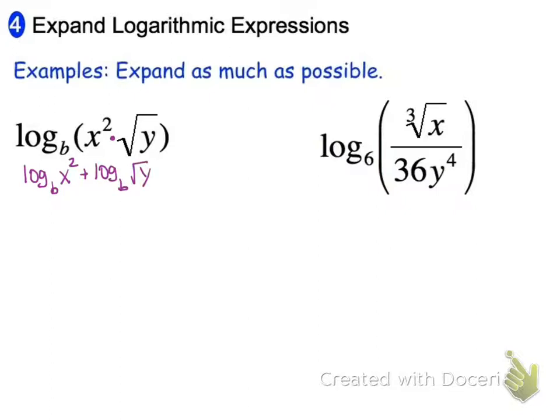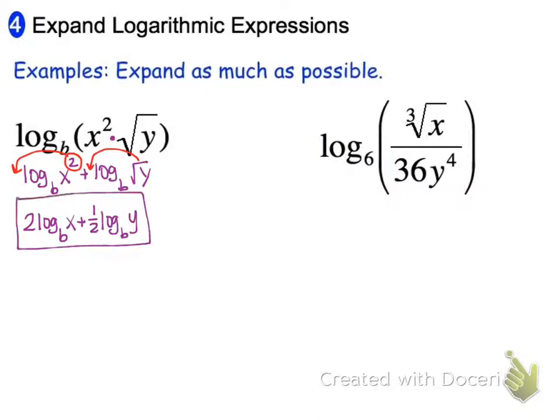Now the next step, taking a look, I see I have two exponents. I have a 2 I can bring in front, and remember the square root, that's a 1/2 exponent. I can bring that in front as well. So if I do that, I get 2 times the log base b of x plus 1/2 times the log base b of y. There's no more exponents, there's no more multiplying or dividing, so that looks like it's as far as we're going to go in this case. We don't know what the base is, it's base b, so we can't do any other simplifying.